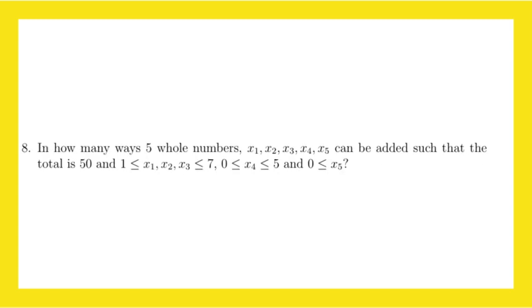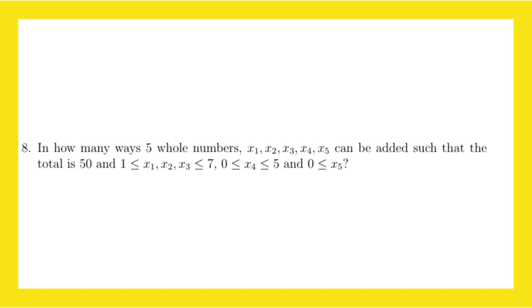Let us see the next problem. In how many ways can 5 whole numbers x1 to x5 be added such that the total is 50 and 1 is less than equal to x1, x2, x3 less than equal to 7, 0 is less than equal to x4 less than equal to 5, and 0 is less than equal to x5.